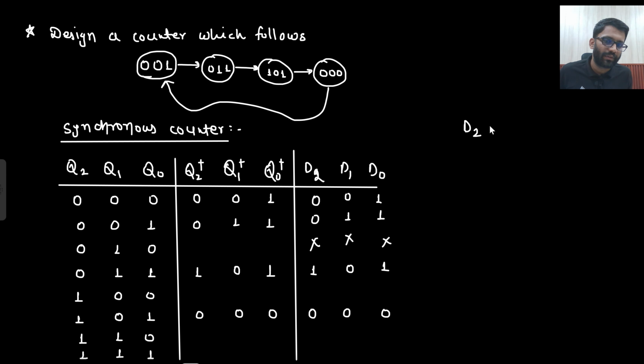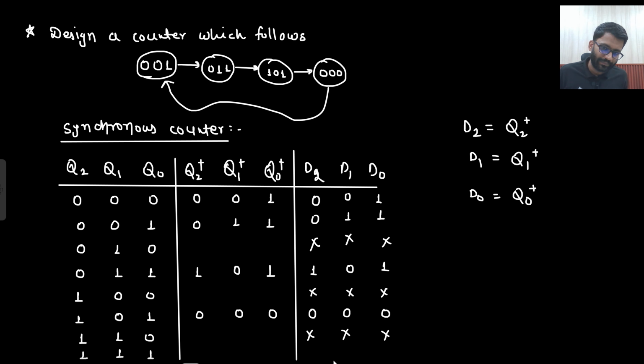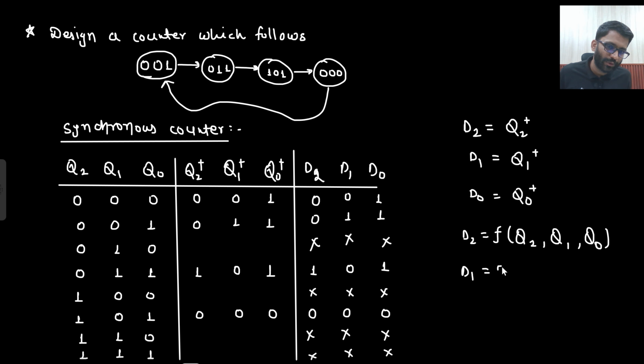And what is D2? D2 is simply Q2 plus. What is D1? D1 is simply Q1 plus. And what is D0? D0 is simply Q0 plus. So these are don't cares. Right? Now my D2 will be a function of Q2, Q1 and Q0. Same goes for D1. That will also be a function of Q2, Q1 and Q0. And same goes for D0. That will also be a function of Q2, Q1 and Q0.